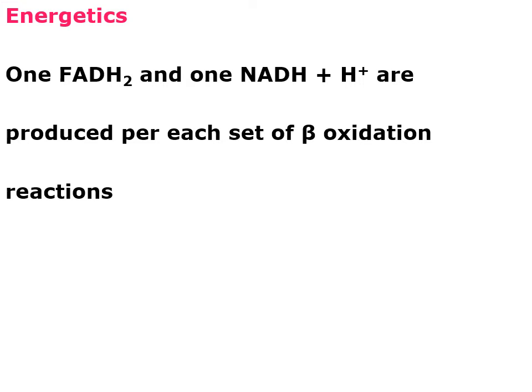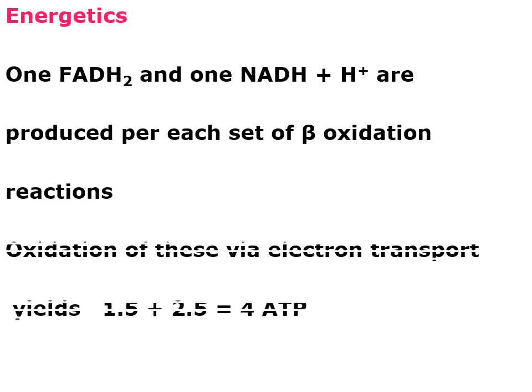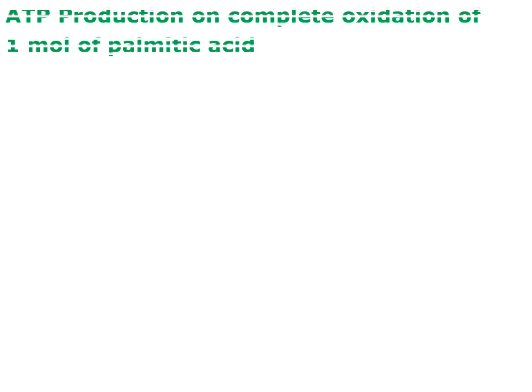When it enters the electron transport chain, you get 4 ATPs, that is 1.5 plus 2.5, that is 4 ATP. Is that clear? So once beta oxidation takes place, 1 NADH2 is formed and 1 FADH2 is formed. So definitely we will have 4 ATP. But for palmitic acid, how many times does the beta oxidation cycle run? 7 times. So 7 into 4, right?